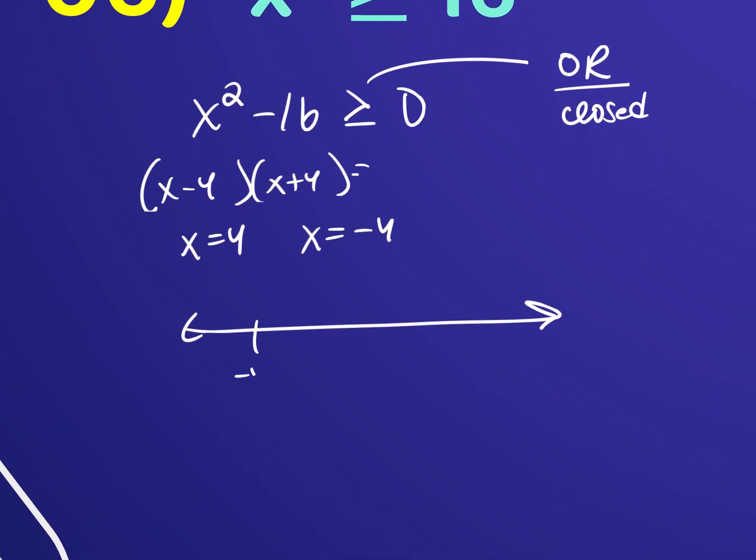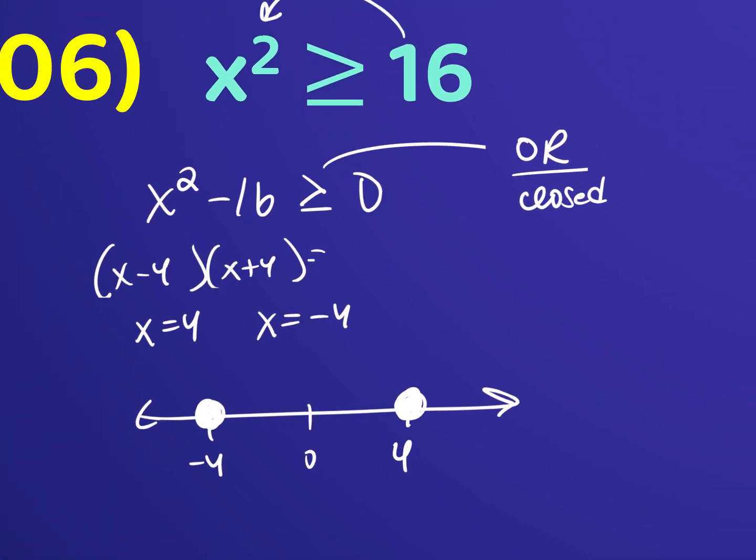So I have a negative 4, I have a positive 4, and I have 0 in the middle. What kind of dots am I coloring? Closed. And where did you tell me we were going to shade? Inside or outside? Outside, good, because it's an or. So if I plug in 0, should 0 make my inequality true? No. So let's go up here and try it. 0 squared is greater than or equal to 16. True? No. So we are correct. We're going to shade on the outside. It's good.